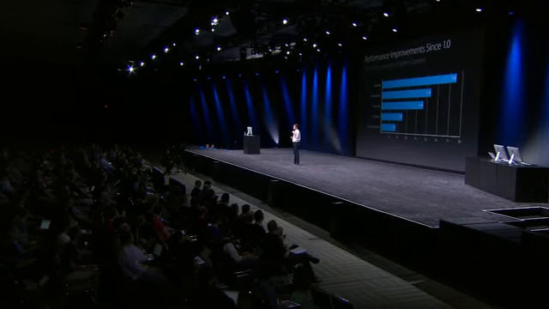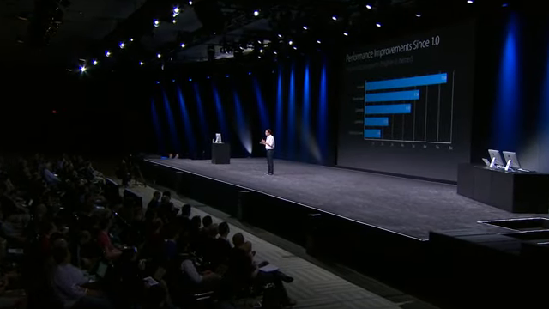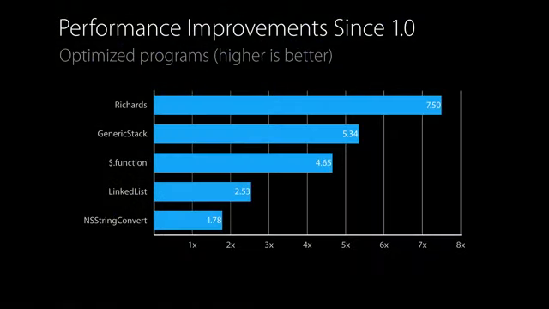The programs that you see on the screen behind me right now are programs from multiple domains. One is an object-oriented program. Another one is numeric. Another one is functional. And I believe that these programs represent the kind of code that users write today in Swift. And as you can see, over the last year, these programs became significantly faster, between 2 to 8 times faster, which is great. Now, these programs are optimized in release mode.